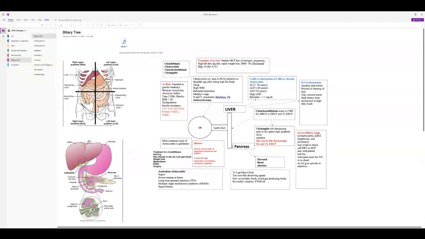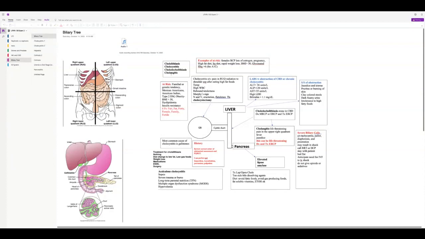They have all these GI symptoms after eating a fatty meal. That's the key. It's going to happen to people that fit these 6Fs: fair, fat, 40, female, family history, and fertile. Or they could be taking birth control pills like estrogen. All right. So with gallbladder disease or cholecystitis or gallstones, the treatment can be that we do nothing, because people can live with gallstones and not even know they have them.